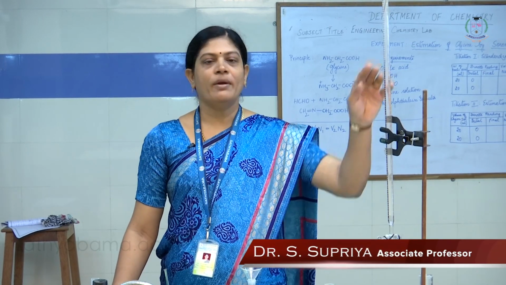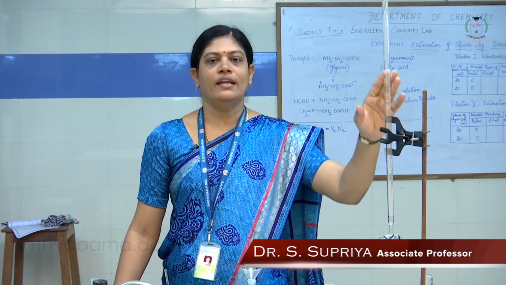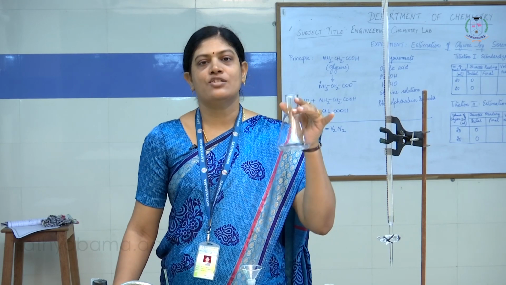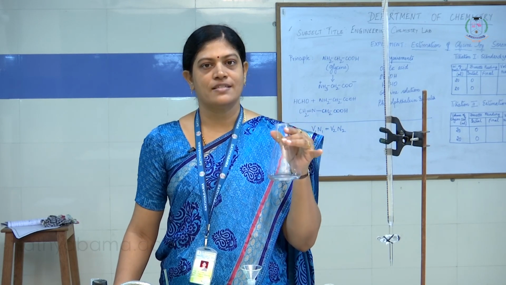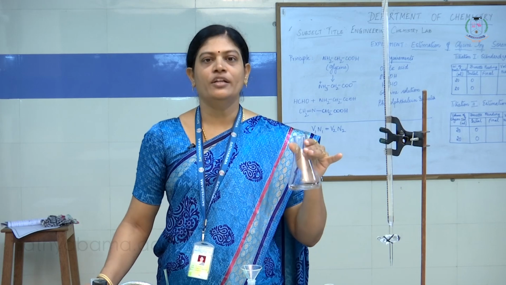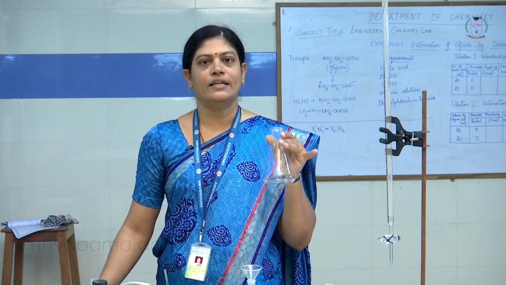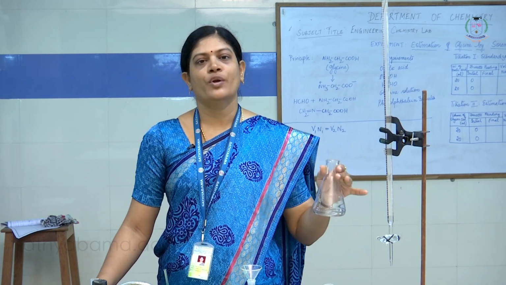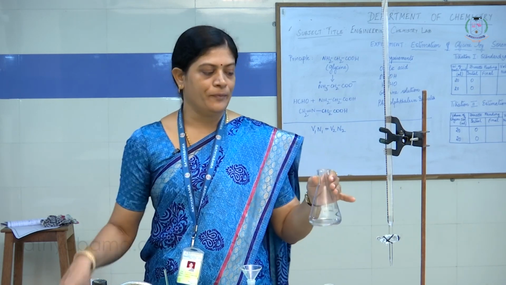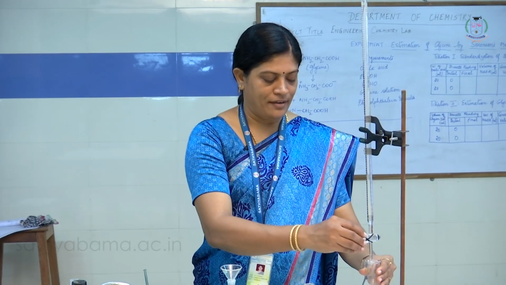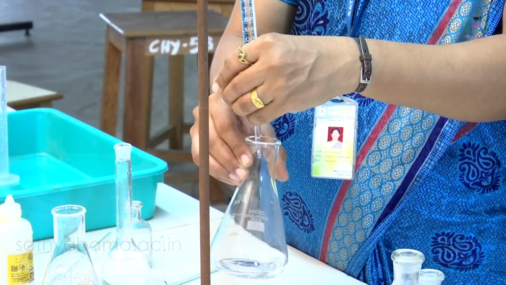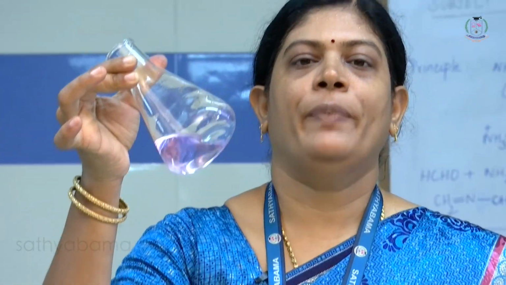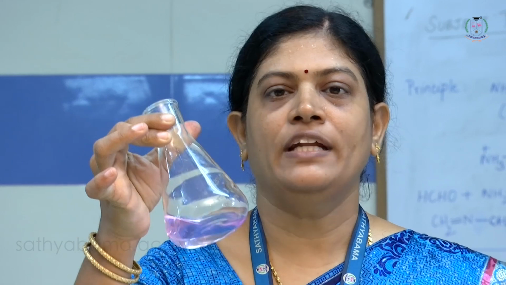For that, sodium hydroxide solution should be taken in the burette, and 20 ml of standard oxalic acid solution should be taken in the conical flask. To the oxalic acid solution, 2 drops of phenolphthalein indicator should be added, and this solution has to be titrated against sodium hydroxide taken in the burette. The end point of the titration is the appearance of pale pink color.